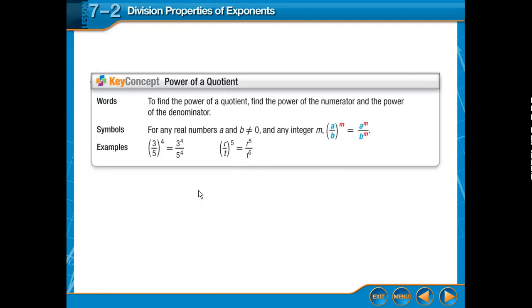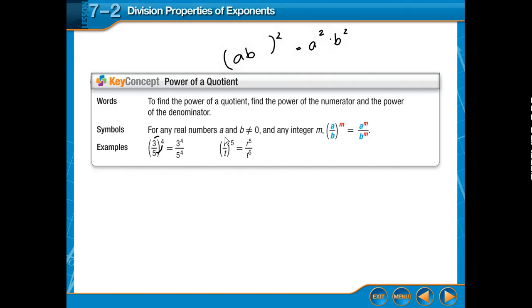Okay, the next concept that we want to look at is the power of a quotient. Just like we had power of a power in the last section, if I had A times B, squared, that would be the same thing as A squared times B squared. The power applied to both of those things. It's going to be the same for division. So if I have 3 over 5 raised to the power of 4, that 4 goes both to the 3 and to the 5. So I get 3 to the 4th over 5 to the 4th.